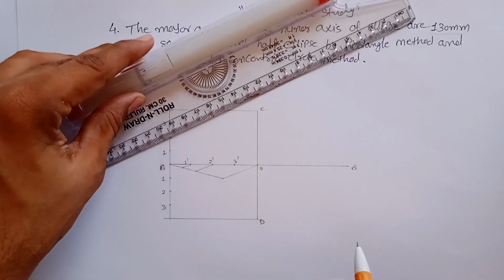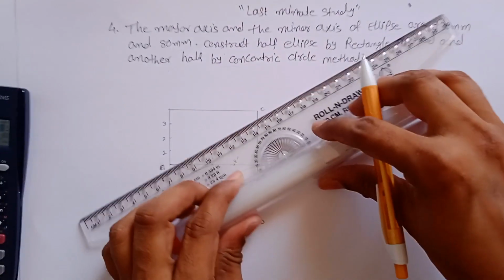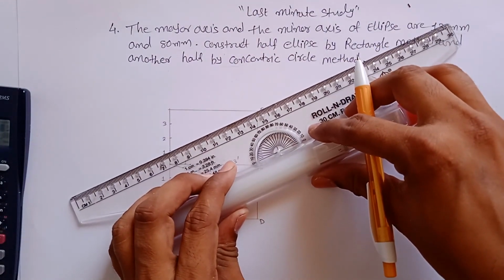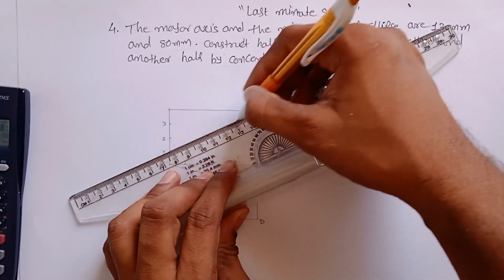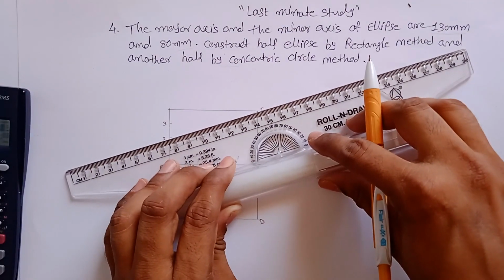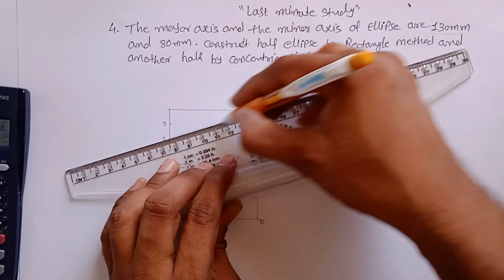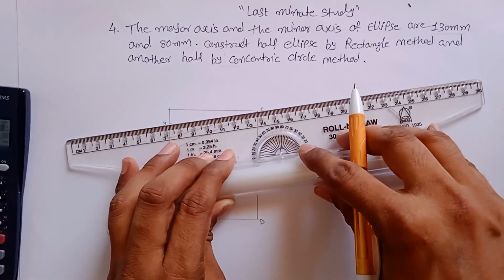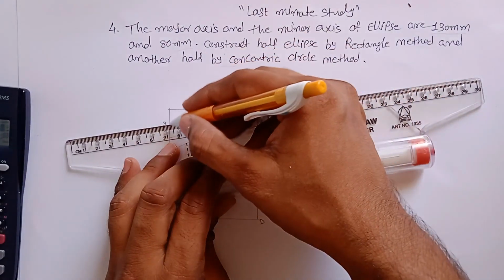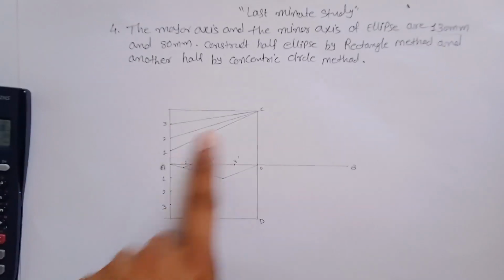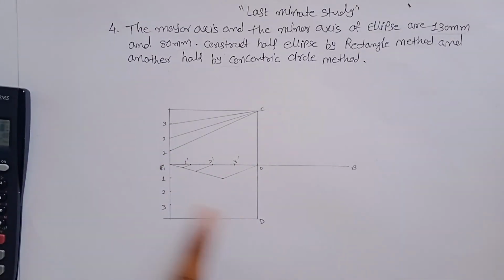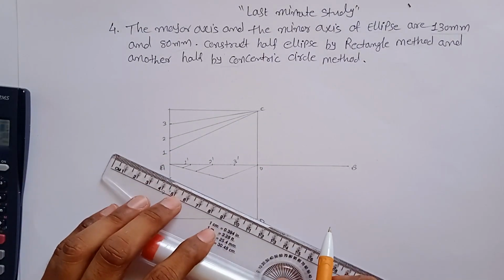Now join this C with 1, C1, C2 and C3. You have to join this. Same way you have to join D with this 1, 2, 3.